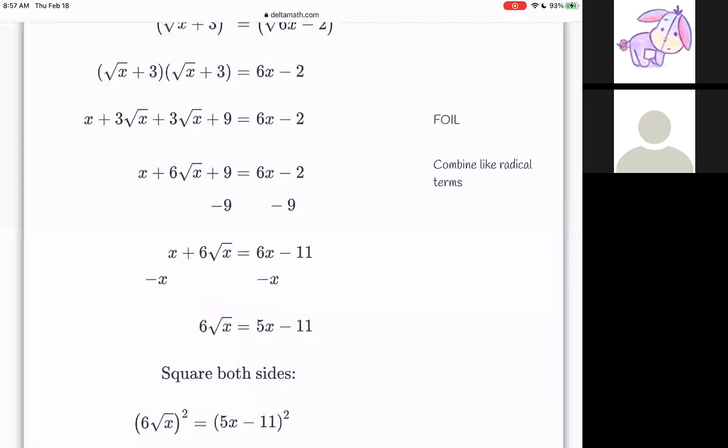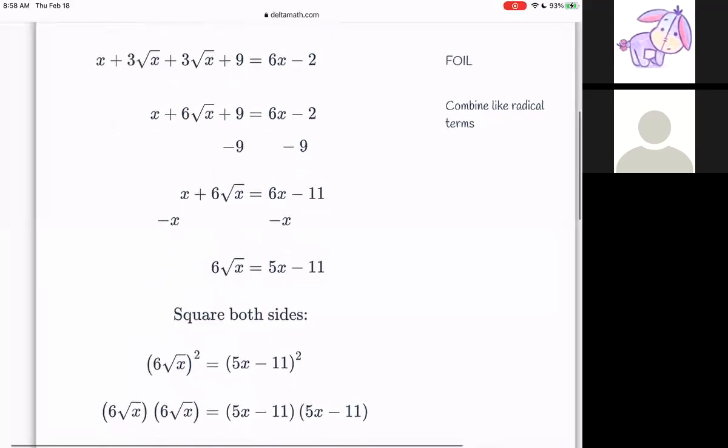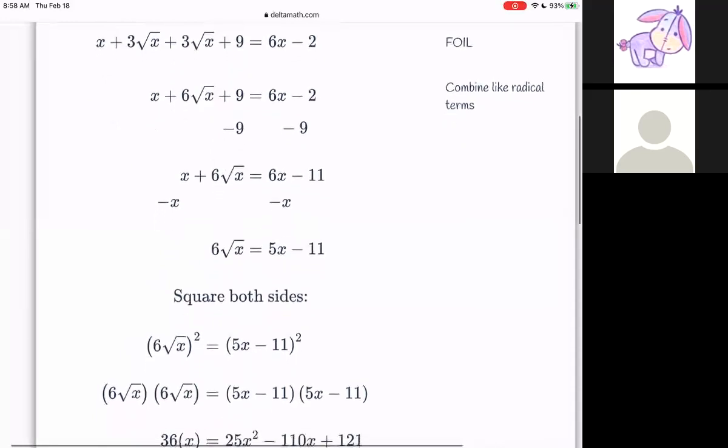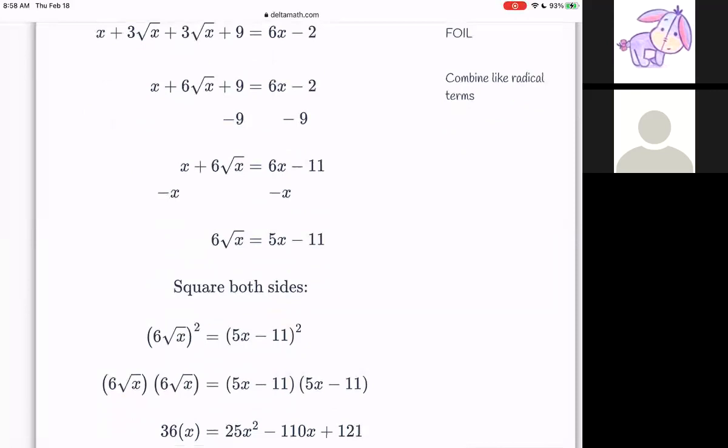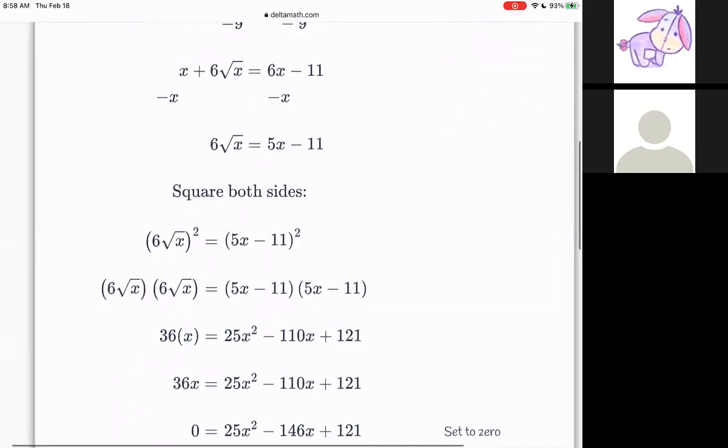And so here's where they had to do the whole foiling again, so it does take a while. And you can see they expanded out. So 6 square root of x times 6 square root of x, that's going to give us 36x. And then the 5x minus 11 squared is going to give us that thing on the bottom. All you have to do is FOIL it and simplify it. So after that part, you want to set it equal to 0. So then you subtract the 36x on both sides, giving us 25x squared minus 146x plus 121. So that's what you get when you subtract 36x on both sides.